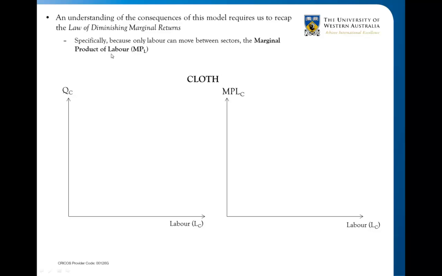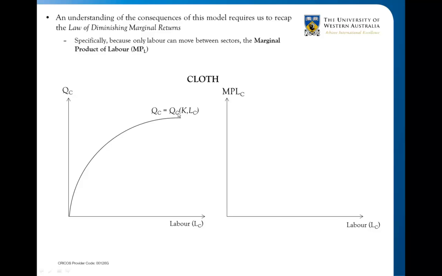Remember that labour can move between sectors, and only labour can move between sectors. So that's the one we're going to focus on initially. You can see here on the left-hand diagram, we've got the quantity of cloth, and we've got the labour of cloth. So this is where we're going to have the production function, and again labour and the marginal product.